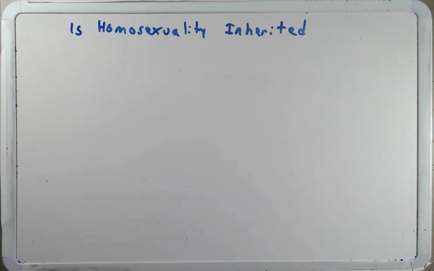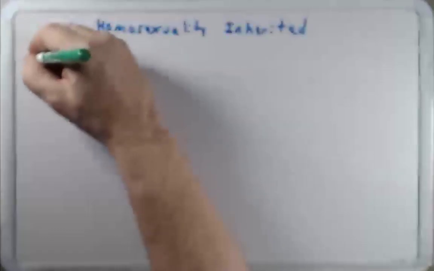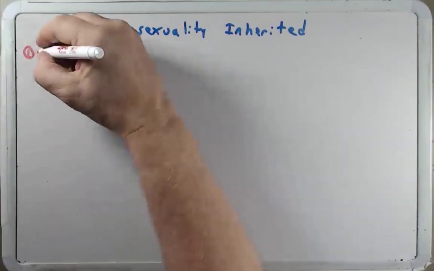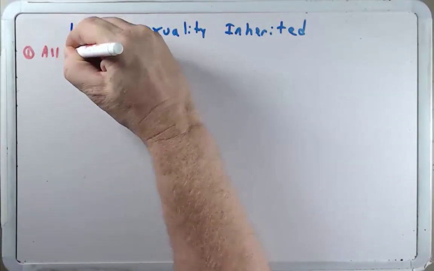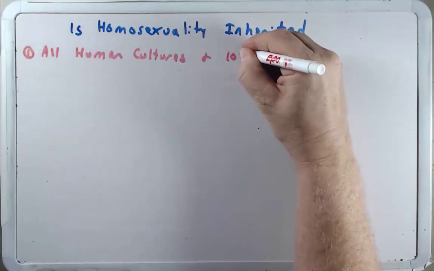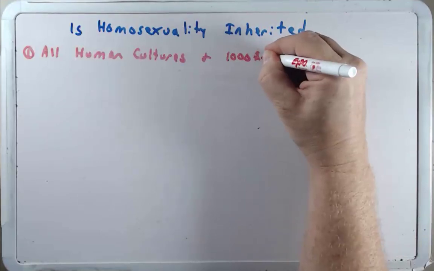Now, often we may not know why we feel one way or another, or why we're attracted to one gender and not another gender, or why we might be attracted to both genders. But what we do know is that these feelings are real and they're intense. So here is some evidence to support the heritability of homosexuality. We see it in all human cultures and for thousands of years. It's not just a new trend.